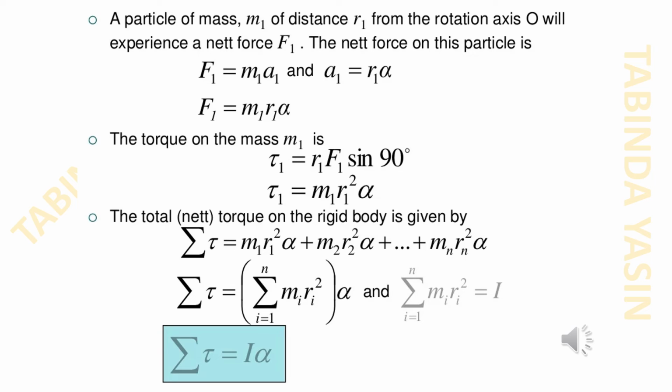The total net torque on the rigid body is given by summation tau equals m1 r1 square alpha plus m2 r2 square alpha plus so on plus mn rn square alpha. So summation tau is equal to summation i equals 1 to n of mi ri square into alpha, and we know that summation i equals 1 to n of mi ri square is equal to the inertia capital I. So summation tau is equal to I alpha, that is analogous to the force F equals ma. So tau is the rotational force, that is equal to the rotational mass I into the rotational acceleration alpha.